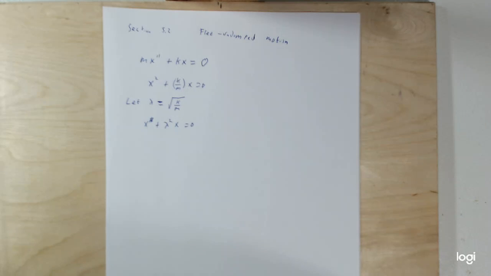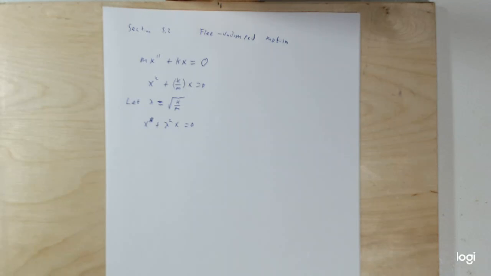Okay, let's begin section 5.2, which is on free and undamped motion. This is actually a fairly straightforward section, but it gives us a baseline from which to build the case for what happens when you put friction into the system.